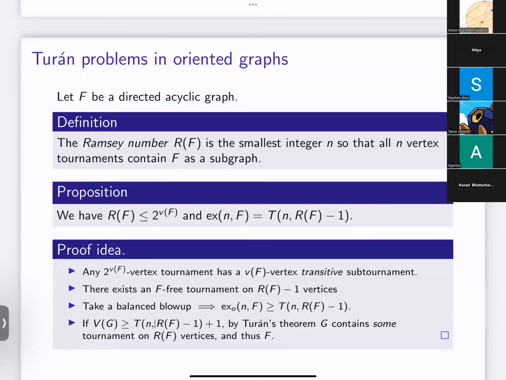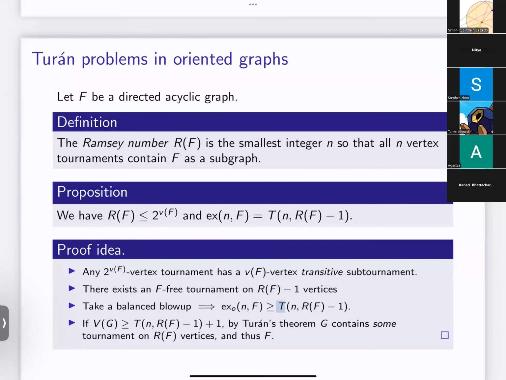What is T of n, R of F minus 1? Yeah, that's just the number of edges in this graph I described, where we have n vertices and we arrange them into R of F minus 1 parts and connect all the pairs of vertices that are in different parts, to match the orientation here. That's why this is often called the Turán number with these two parameters.